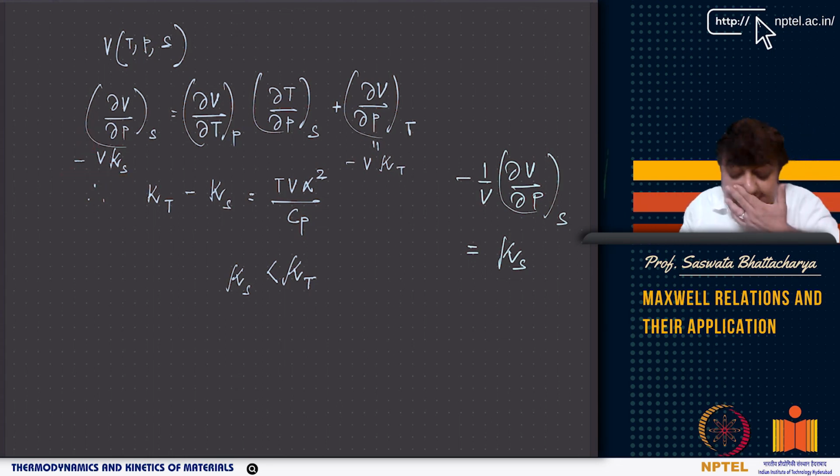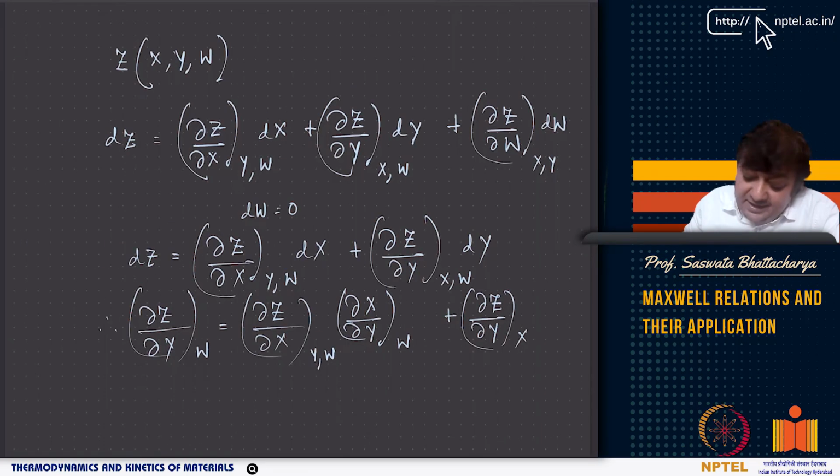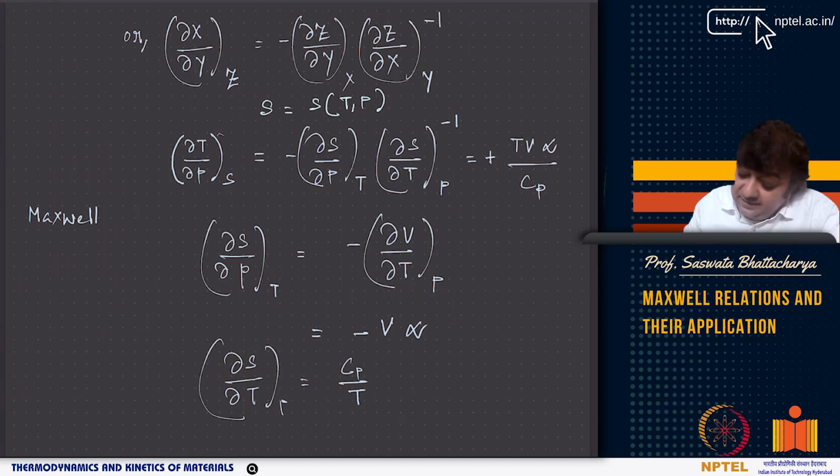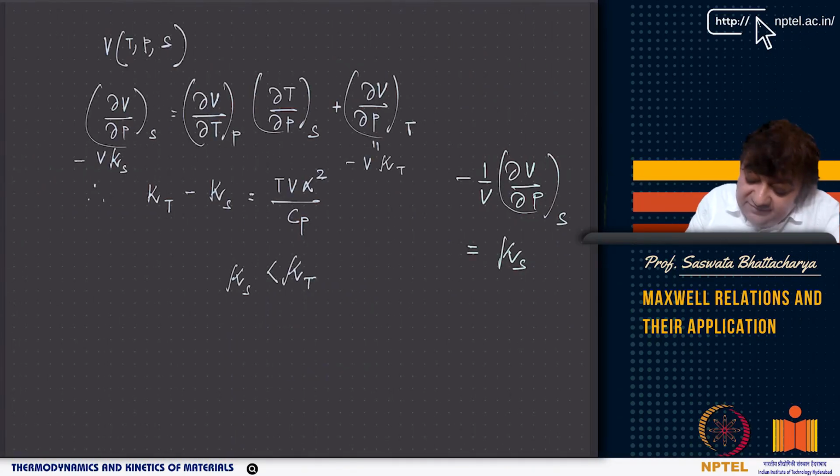Now, del V del T at P already we know is V alpha. Then you have del T del P at S. Now, what is del T del P at S? We have done this, del T del P at S is equal to T V alpha by Cp, right. We just now derived it. So we will use T V alpha by Cp here.